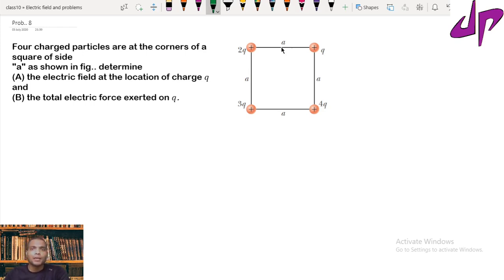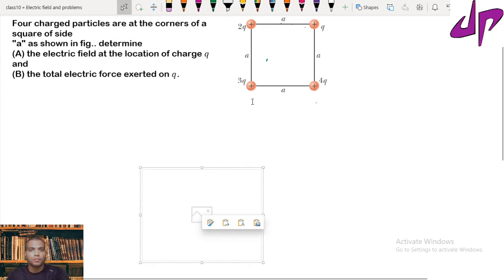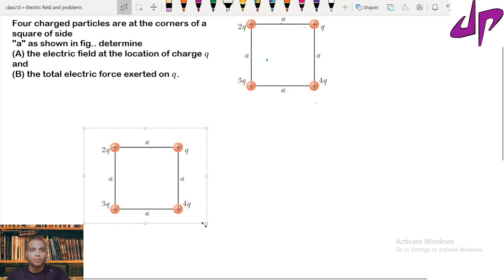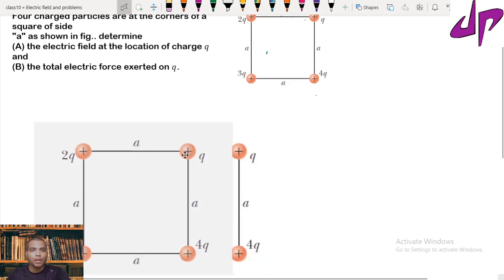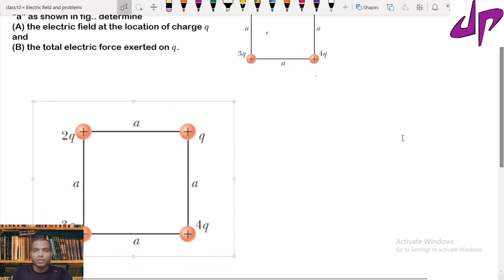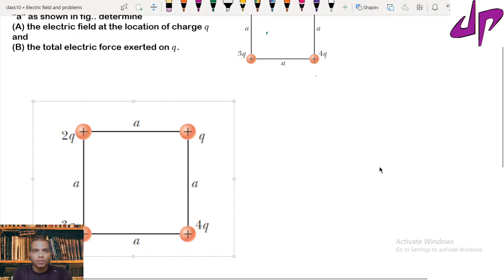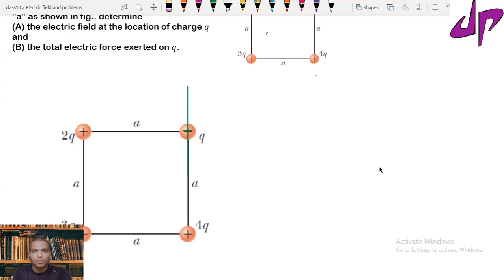Okay, so for that I need to redraw the figure. So let me enlarge this figure here. I wish to draw a coordinate system to figure out the resultant direction. So I bring a coordinate system here to the charge plus q. So let me place it here.